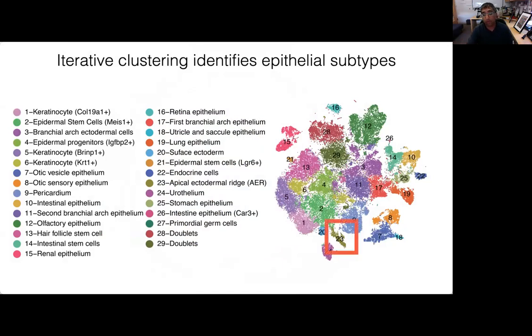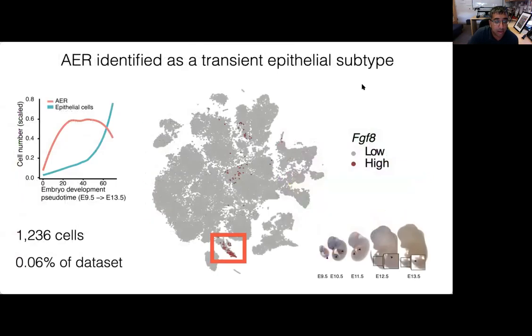And indeed, we see a cluster that looks like it is the AER, this transient, very rare cell type. And we know this because it's expressing FGF8, which is a very specific marker of it. And it's also transient. It appears and then disappears in the time course that we were looking at here. It's only 1,000 cells that we see out of 2 million, but we can find it here. And I think this illustrates the value of going very deep, especially for a complex process like development.